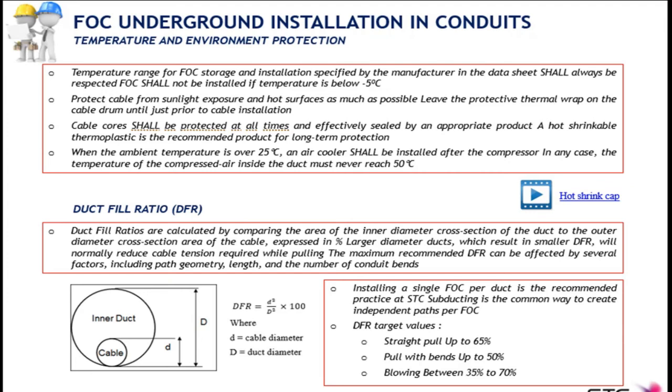Last but not least on this temperature and environmental protection, please use aftercoolers while blowing or while installing cables by using compressors if the ambient outside temperature is over 25 degrees. Because over 25 degrees, when the compressed air is injected in the duct, the temperature reaches at least 50 degrees, and 50 degrees is too high a temperature for the installation. So you have to use aftercoolers, and we will see that later on in more detail while talking about fiber blowing.